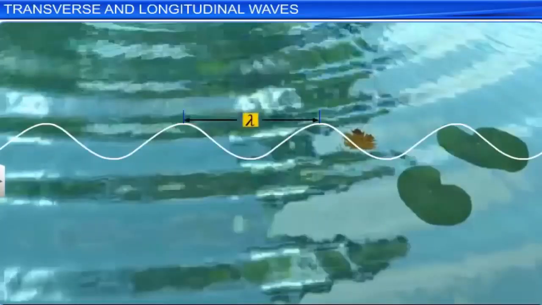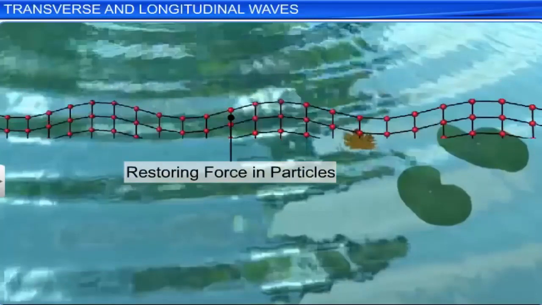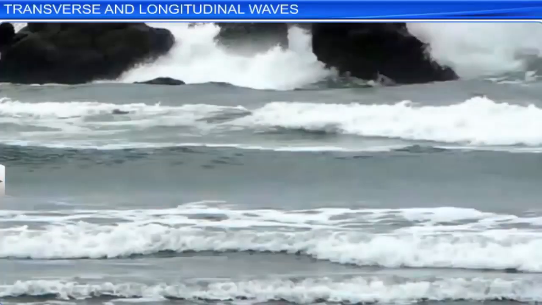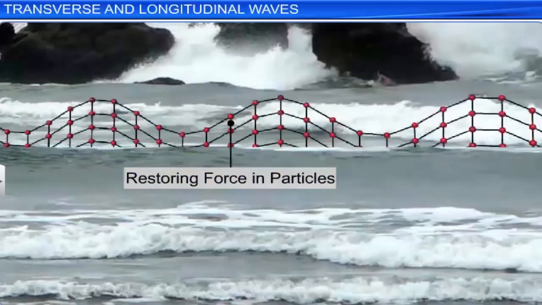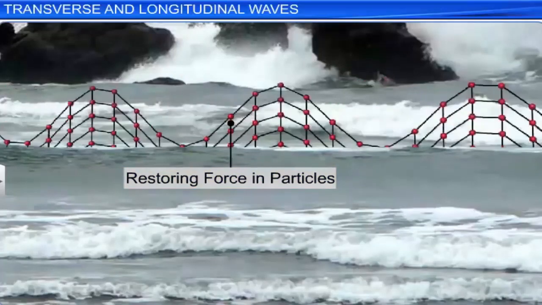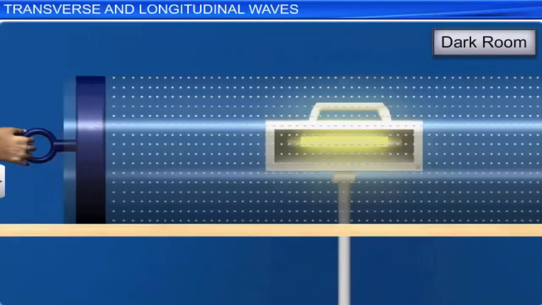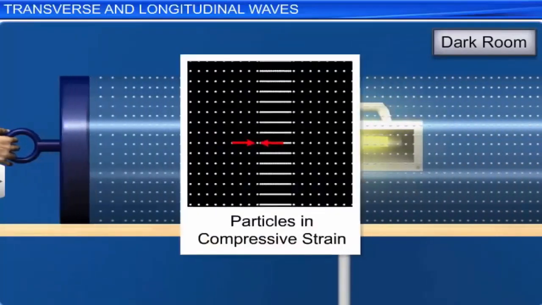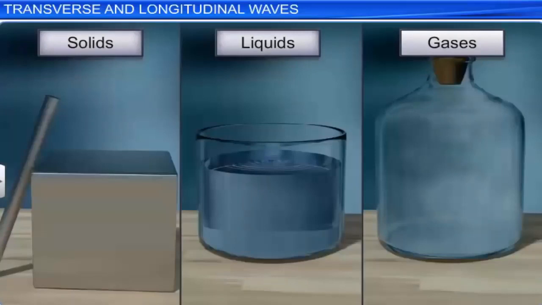Waves formed on the surface of the sea are transverse waves, called gravity waves, whose wavelength is of the order of meters. The restoring force in these waves is the gravitational pull on the water. In a longitudinal wave, as the wave propagates, each element of the medium undergoes a compressive strain. The elements in solids, liquids, and gases have the capacity to undergo a compressive strain. Therefore, a longitudinal wave can propagate through solids, liquids, and gases.